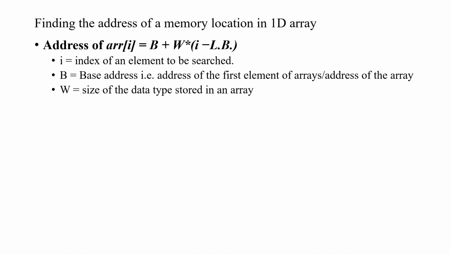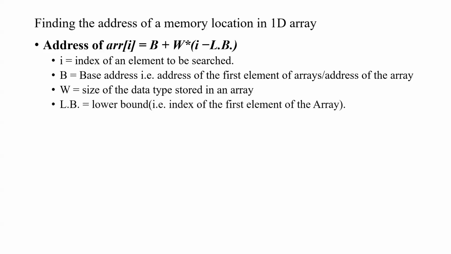W is the size of the particular element. Suppose we are using an integer type of element, then what is the size of a particular integer? LB stands for lower bound. Sometimes in the array it may be possible that the array index will not start from 0. Let's suppose I'm taking one example, and this is your first array element. In this case, the lower bound may start from, let's suppose, -3. So in that case, the LB value will be -3. By default, we will consider it as 0 if this is not given in the question.